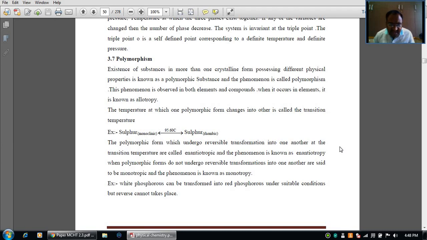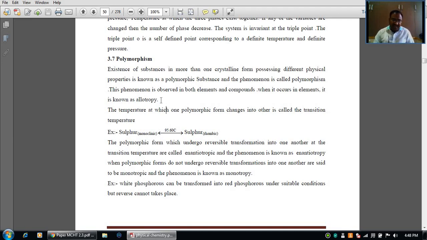The existence of a substance in more than one crystalline form possessing different physical properties is known as a polymorphic substance, and the phenomenon is called polymorphism. Simply, that is called allotropy in nature. Just imagine carbon.